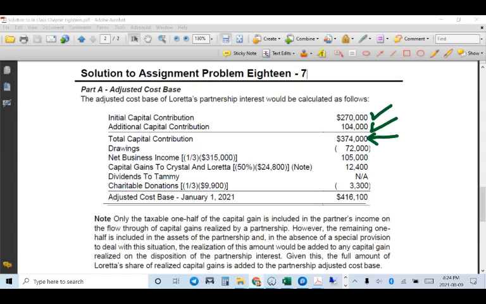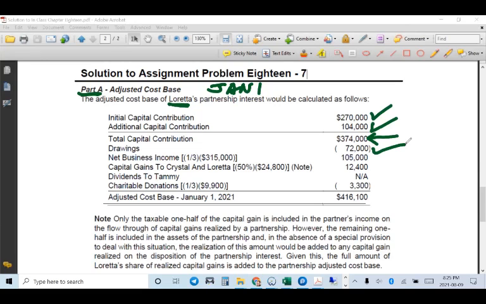So required. First thing we want to do, this is part A. First thing we're going to do is calculate Loretta's adjusted cost base of the partnership as of Jan 1, because that's the date that she's leaving. So we're worried about Loretta, and we're worried about Jan 1, because that's her leaving date. So we have her initial contribution, her additional contribution. The question told us how much she drew out. Over those years, she took $72,000, her specifically. That stuff hits when it happens, so that's out.